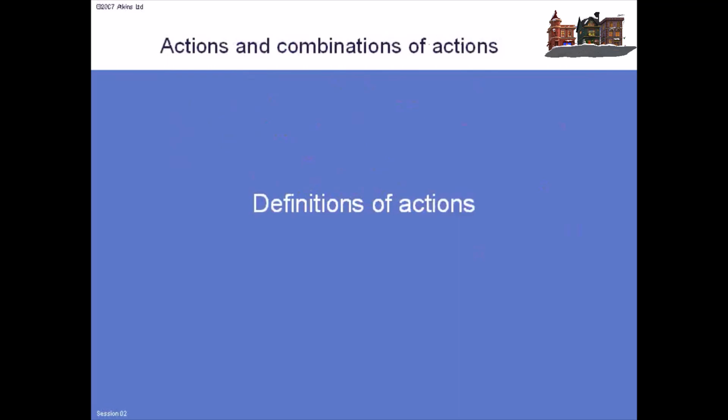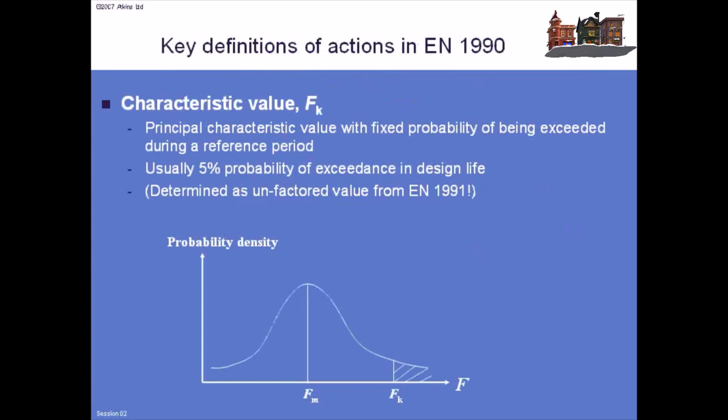So right, definitions. First very important definition is something called a characteristic value. And you remember earlier on I mentioned that K is used for a subscript for characteristic. It's not C, because C is used for concrete. So K is the next best thing, FK.